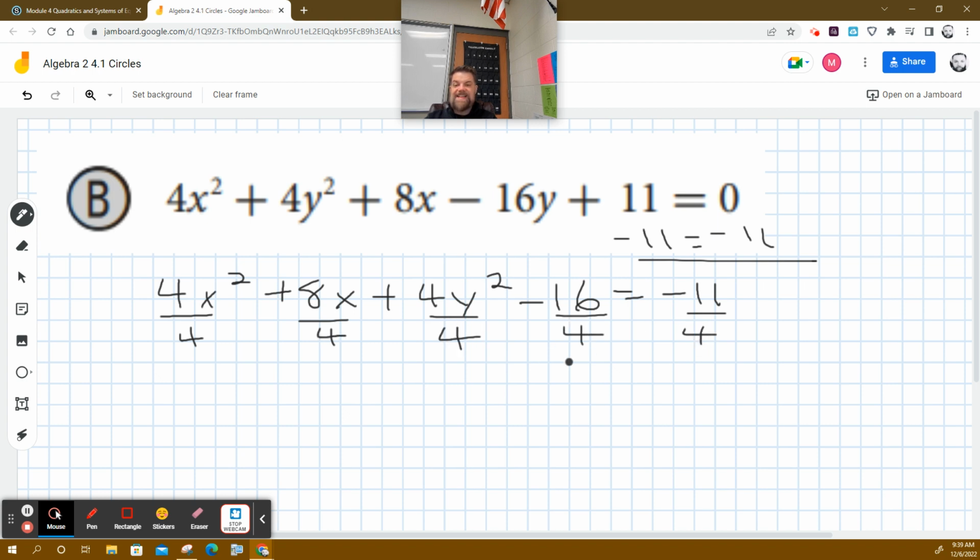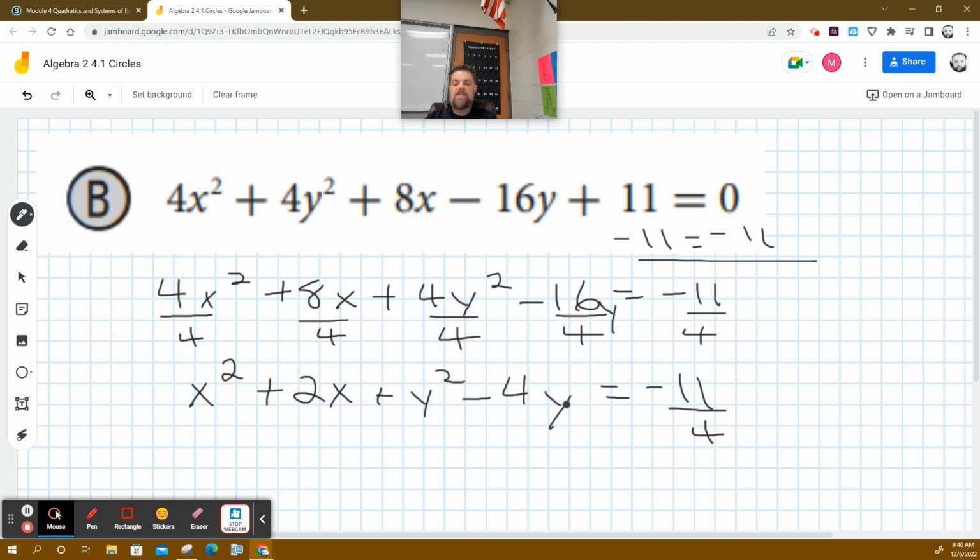Now, the only thing that's not the greatest is this negative 11 by 4, but I suspect when we complete the square, it'll add up to something that's divisible by 4. But this reduces down to now 4 divided by 4 is 1. 1 times x squared is x squared. 8 divided by 4 is 2, so this becomes 2x. This becomes y squared. Oh, this has got a y. Why didn't you guys tell me? And this becomes negative 4y is equal to negative 11 over 4.